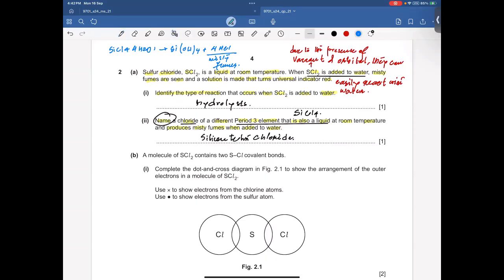By the way, I've told you in the class that this silicon hydroxide is further converted into SiO2. So either you need to write Si(OH)4, that is silicon hydroxide, or silicon dioxide. Both are correct from the examiner's perspective, all right?